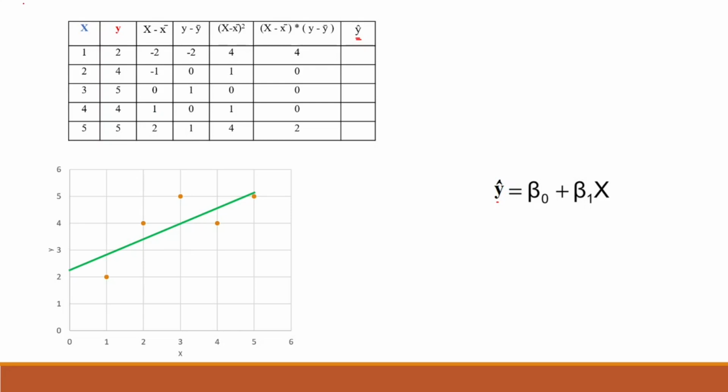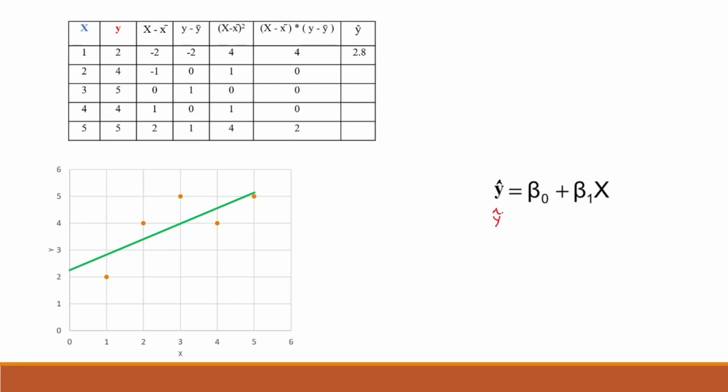So for each row, these are the x values I have to consider. Okay, and beta naught is 2.2 and beta 1 is 0.6, as we have already calculated. So for the first row, I'll get it as 2.8. Okay, so if you want to cross verify, let us solve this particular problem, then you can verify by yourself.